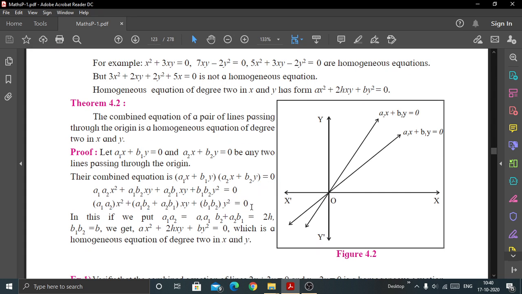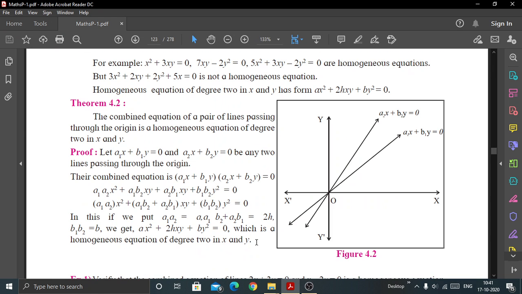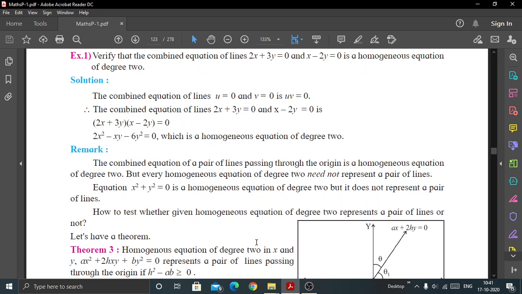In this, if we put a1 a2 equal to a, a1 b2 plus a2 b1 equal to 2h, and b1 b2 equal to b, we get the equation ax square plus 2hxy plus by square equal to 0, which is a homogeneous equation of degree 2 in x and y, because you already know what the degree is.